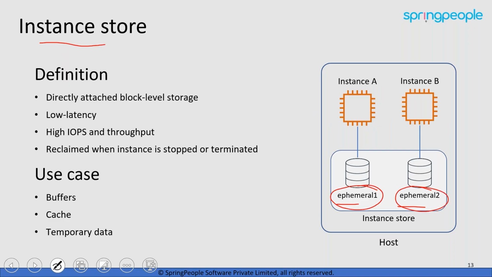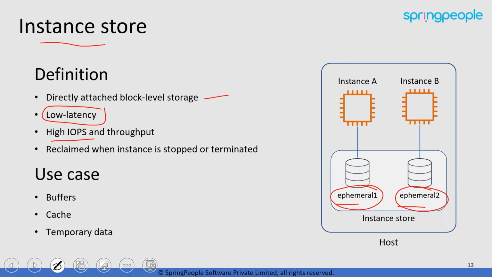Okay, so basically, it is the direct attached storage in contrast to the network attached storage, right? So definitely low latency will be there because it is local, and yes, not to mention high IOPS and throughput. These are the biggest advantages provided by instance store.